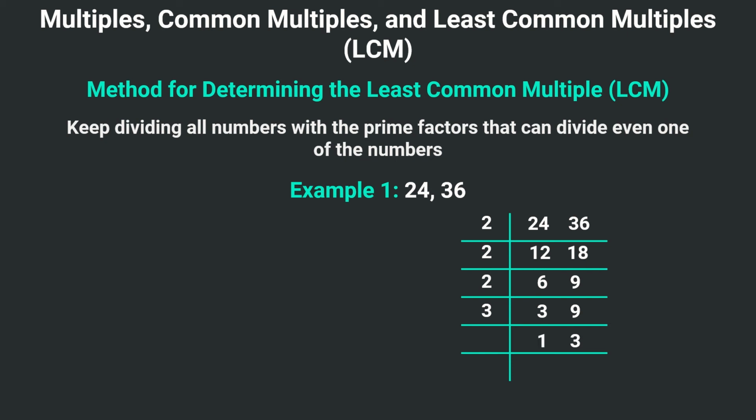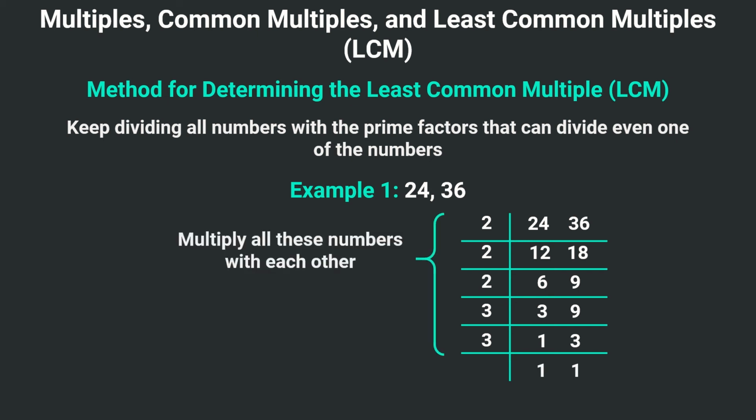Now the 3 has become 1, but still we have a 3. So we can still divide it by 3 again. So dividing by 3, we get 1 and 1. Now we cannot divide them further. So all we have to do is to multiply all of these divisors with each other. So 2 multiplied by 2 multiplied by 2 multiplied by 3 multiplied by 3, we will get 72. So 72 is the least common multiple for 24 and 36.